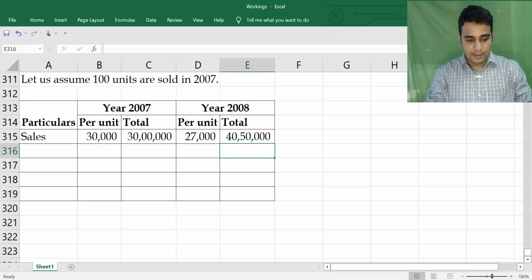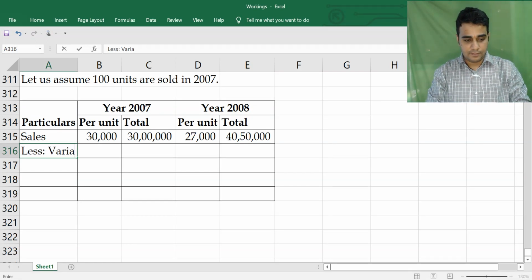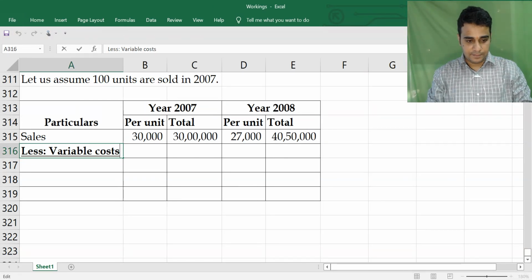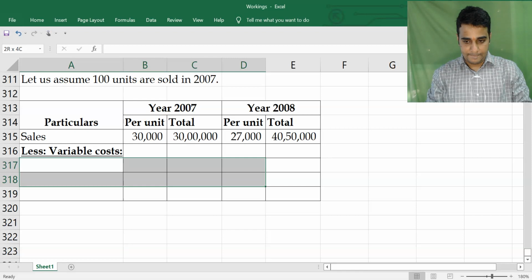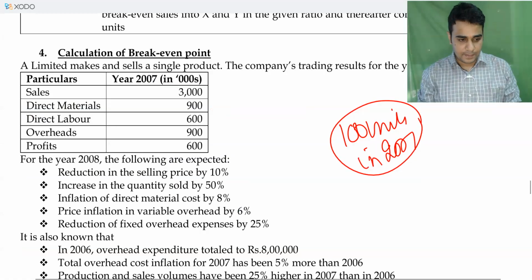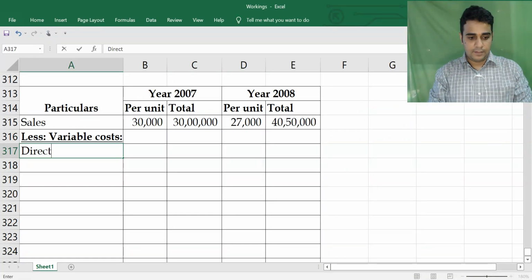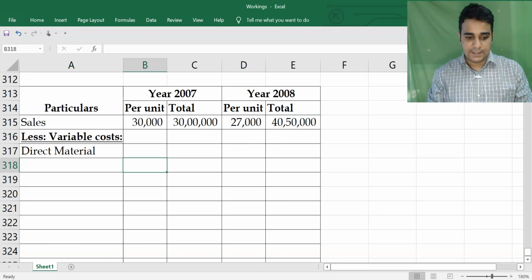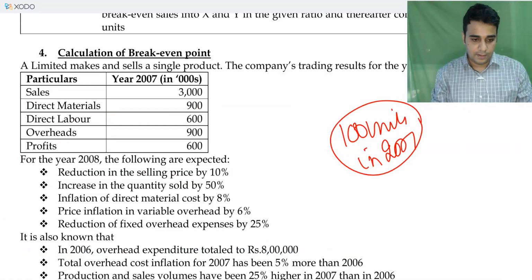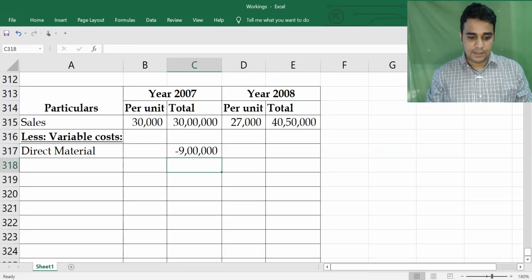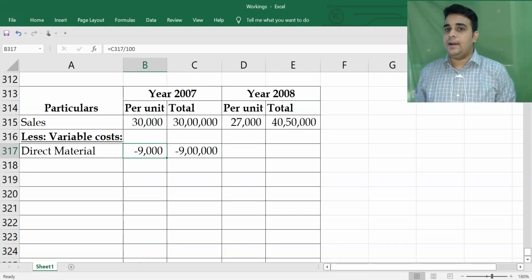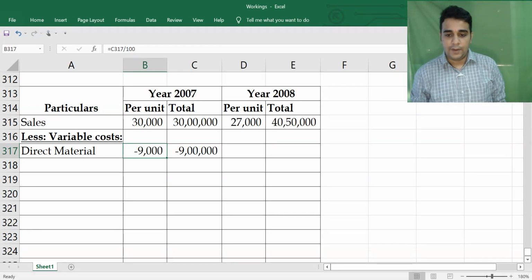Clear? Less variable costs. Sales less variable cost. Direct material. 9 lakh is the last year number. Divide by 100, 9,000. 9 lakh and 9,000. Divided by 100.